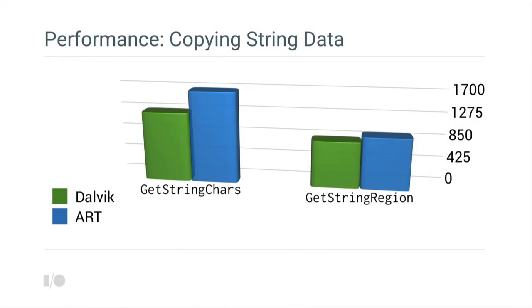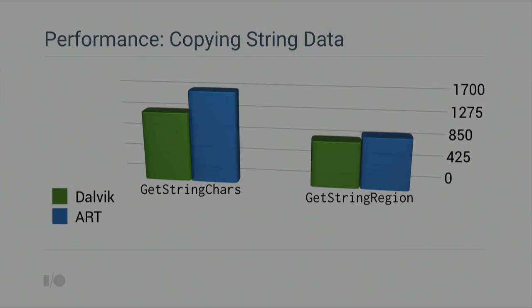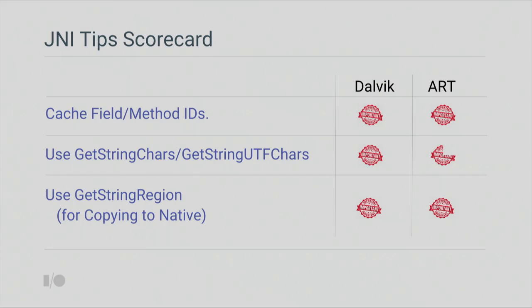Okay, so here's how it actually benchmarks for copying string data, and once again, this is what we'd expect. The get string region is extremely close between the two VMs on the same hardware, and get string chars is definitely slower than both of them. So region is definitely a good one. We'll put that on our scorecard.